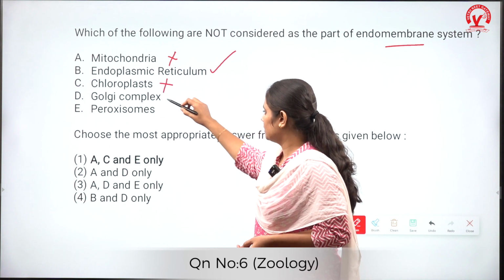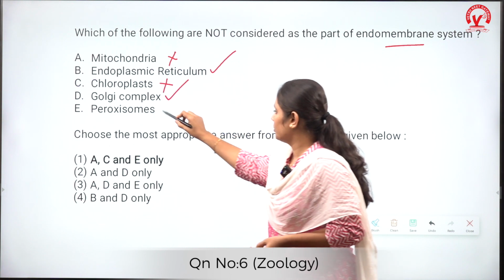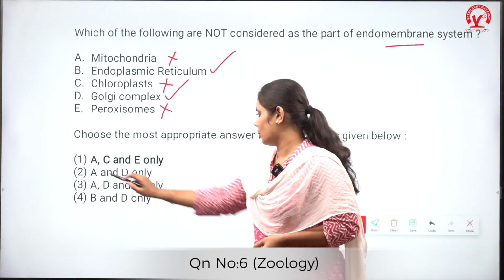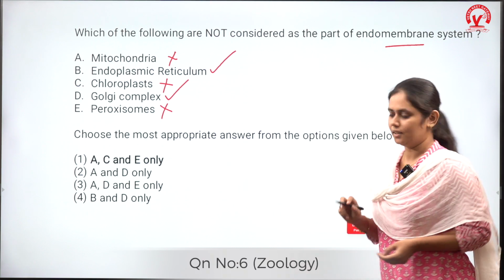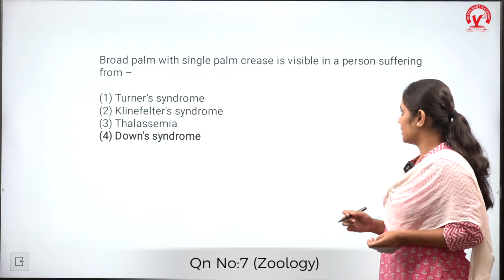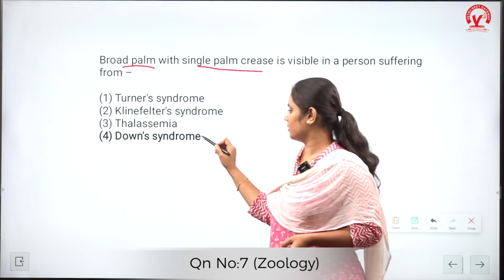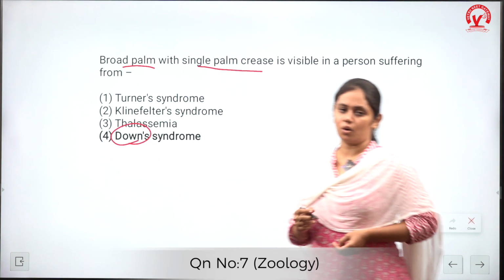Chloroplast also not a part, Golgi complex a part, peroxisome is not a part. So the answer will be A, C and E. The option is option 1, A, C and E. Broad palm with single palm crease is visible in a person suffering from Down syndrome. The answer will be Down syndrome, option 4.